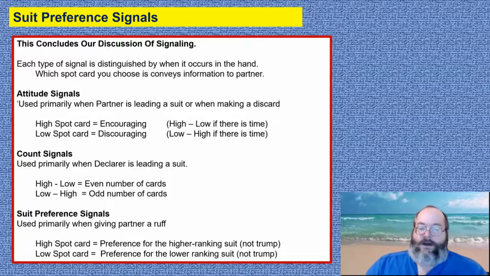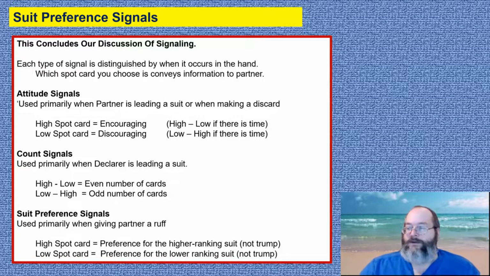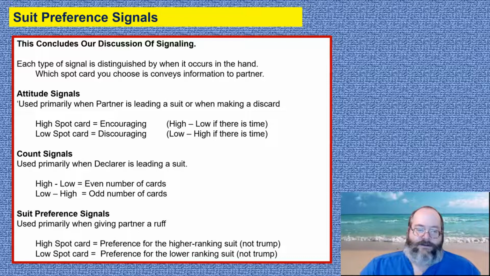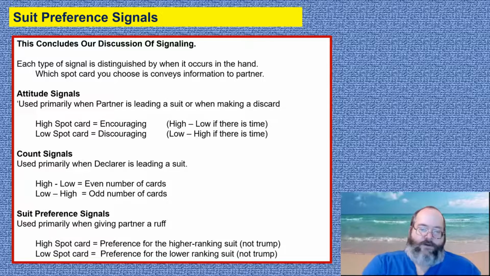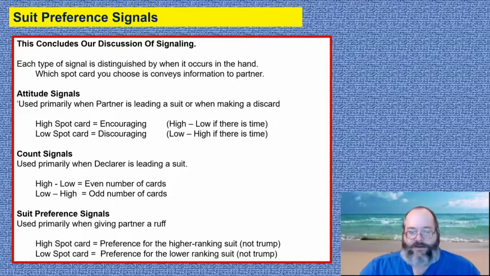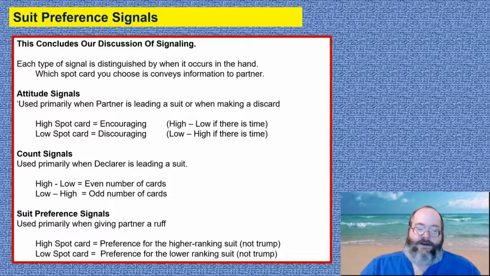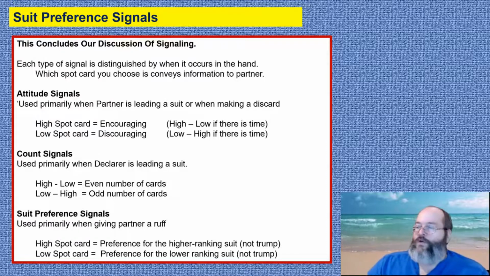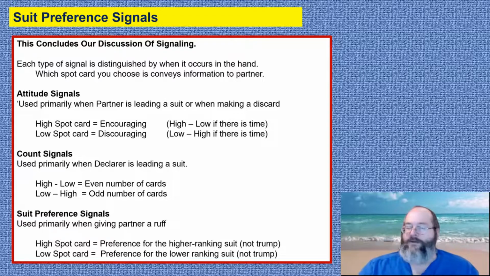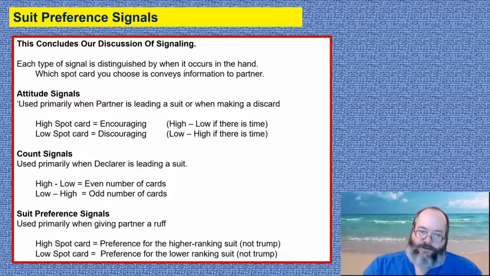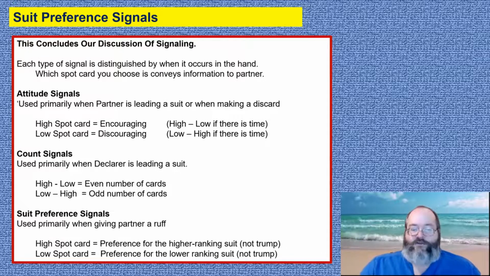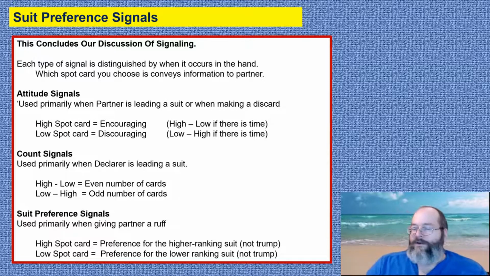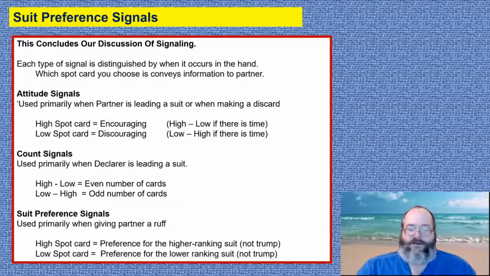Count signals are primarily when declarer is leading a suit. So in this, attitude is when partner is leading the suit, right? Count signals are when declarer is leading the suit. High, low shows even, low, high shows odd. Suit preference signals are when you are leading the suit, right? So all 3 different scenarios, right? Attitude, partner led it, or you discard it. Count signals, declarer led it. Suit preference signals, you are leading the suit and giving a suit preference signal in it, right?